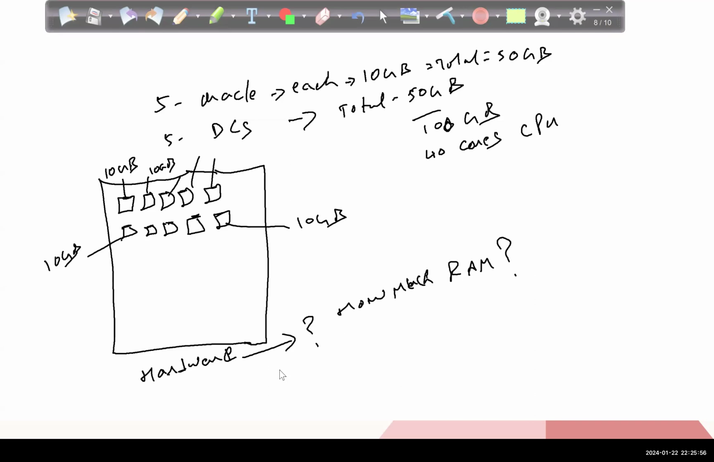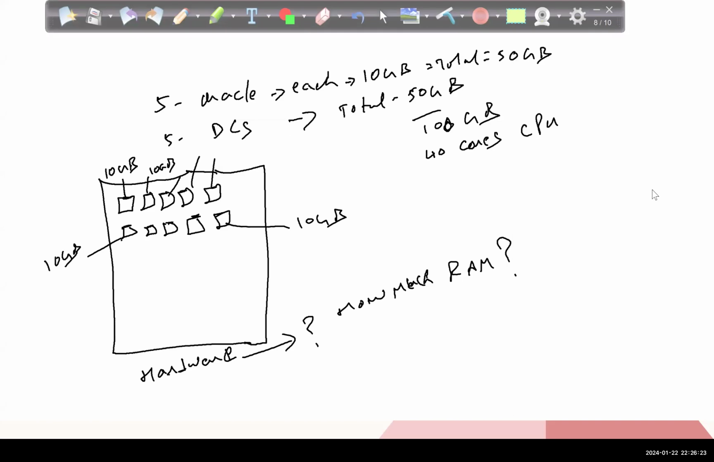Some say 100, some say 50, some say 500. Okay. Some say repeat the question. The question is, my requirement is to run 10 virtual machines. Each VM would need 10 GB of RAM. Totally 100 GB RAM is required, right, to run these VMs. How much hardware do I have to buy?